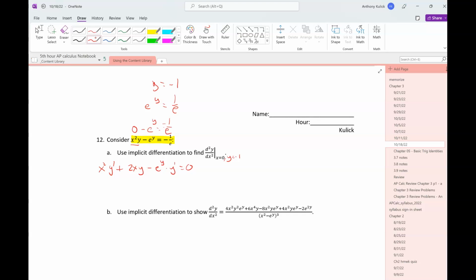Everybody cool? So if I wanted to, I could get the y prime by itself here. That's probably helpful because I have two product properties I'm looking at on the following step, and that just might be algebraically a little easier to deal with. So when I do that, I'd subtract the 2xy from both sides, factor off the y prime, and then divide by the x squared minus e to the y.